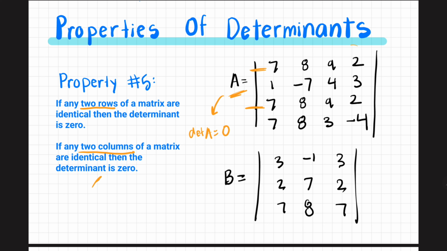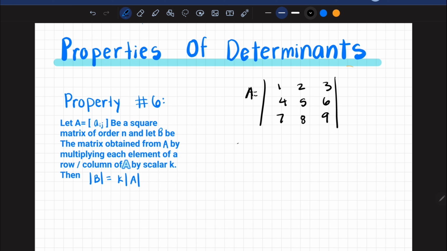Same thing over here. If any 2 columns of a matrix are identical, then the determinant is 0. We see that the first column and the third column are exactly identical, so the determinant of matrix B is 0. Property 6. Let A equal Aij, a square matrix of order n, and let B be the matrix obtained from A by multiplying each element of a row or column of A by a scalar k. Then the determinant of B is equal to k times the determinant of A.